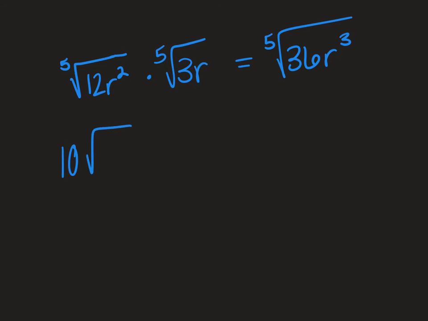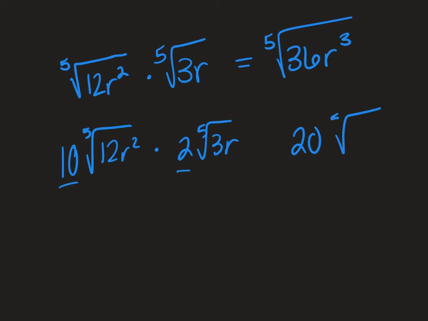So if this was like 10 times the fifth root of 12r squared times 2 times the fifth root of 3r, then on the outside you would have 10 times 2, which is 20. Then you have your fifth root of 36r to the third.